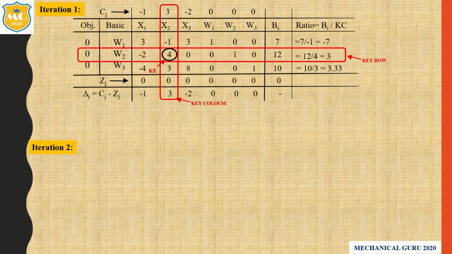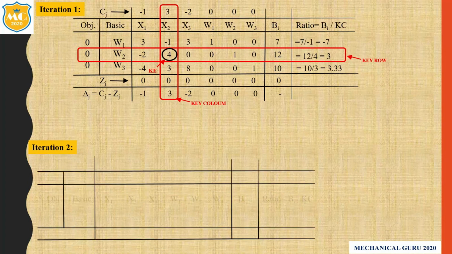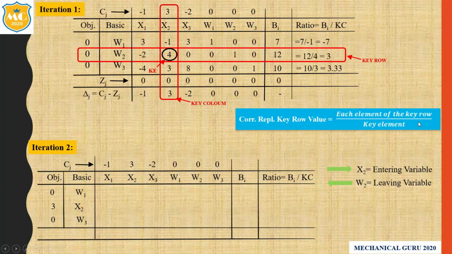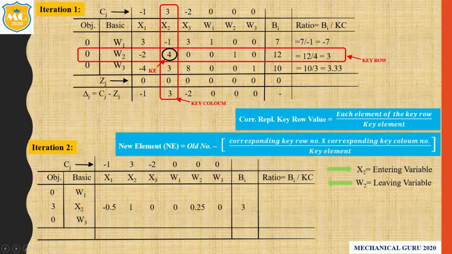Okay, now we solve iteration 2. Same as here, x2 is the entering variable and w2 is the leaving variable. So first we have to write down this value 0 w2, and then we have to write down 3x2. Remaining are the same. Okay, so first we have to replace this value. Same equation, we have to use: each element of the key row divided by the key element. So here we get this value.